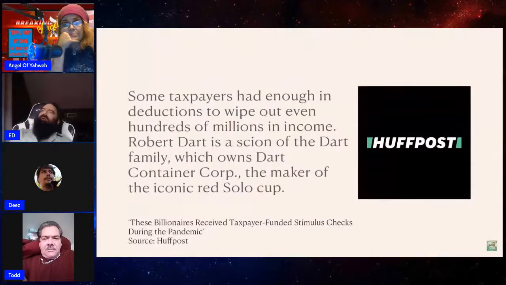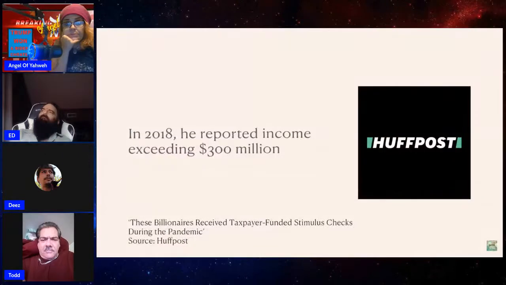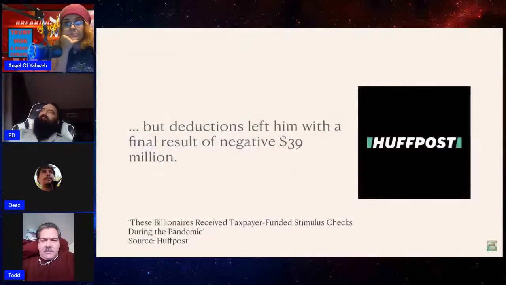Some taxpayers had enough in deductions to wipe out even hundreds of millions in income. Robert Dart is a scion of the Dart family, which owns Dart Container Corp, the maker of the iconic red Solo cup. Is that them cups that you see at parties in American films? That'll be that, wouldn't it? Nice. I do like his cups. In 2018, he reported income exceeding 300 million. That's a lot of cups. But deductions left him with a final result of negative 39 million.